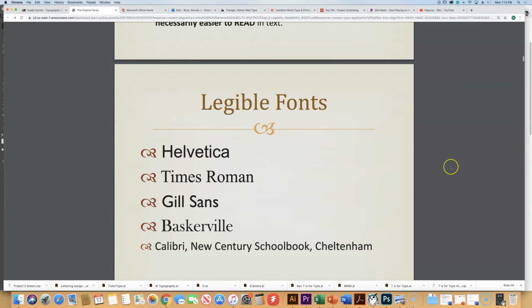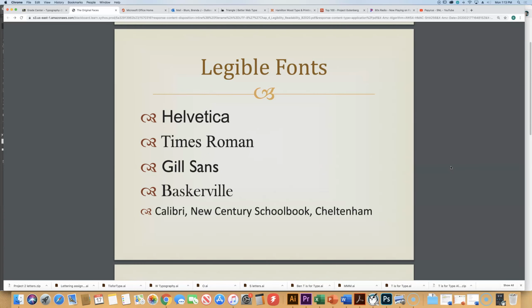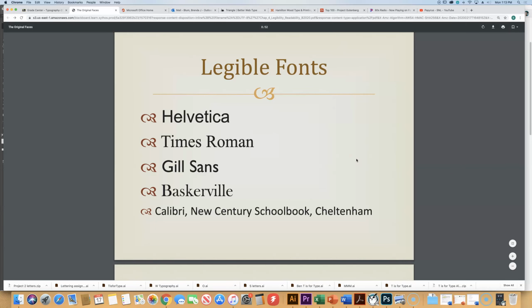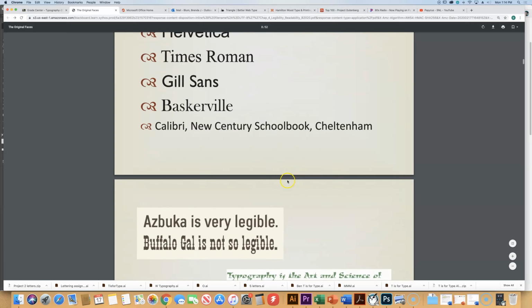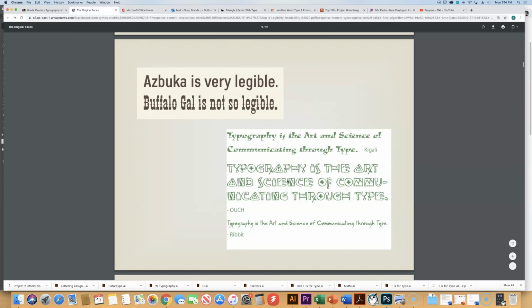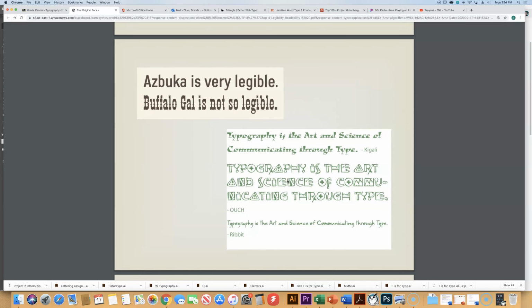So here are some legible fonts: large X heights, large counters, simple, not a lot of decorative, not a lot of differentiation between thicks and thins. Some have it more than others, but not an extreme. So Azbuka is very legible, but Buffalo Gal, not so much. You guys see the little decorative doodad at the halfway point here that really kind of throws it off.